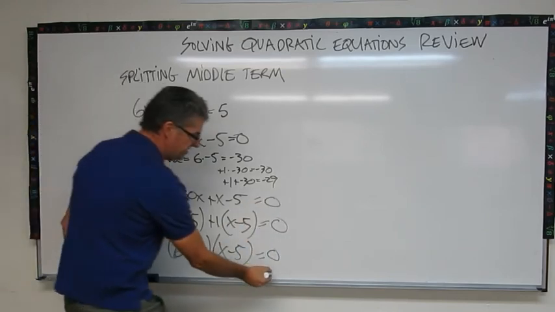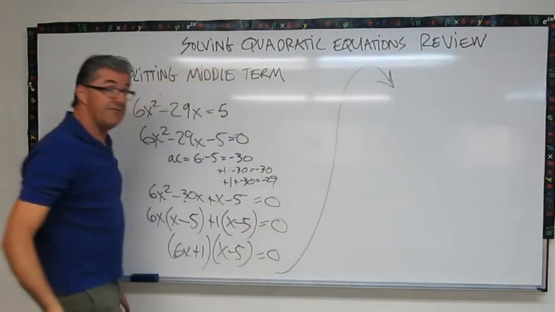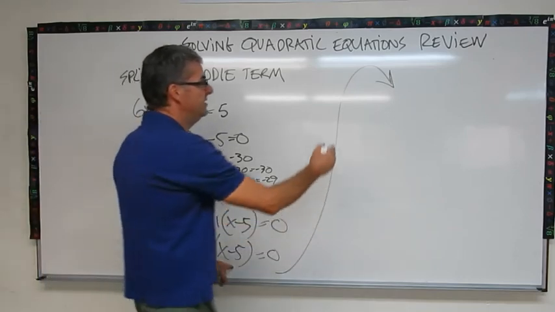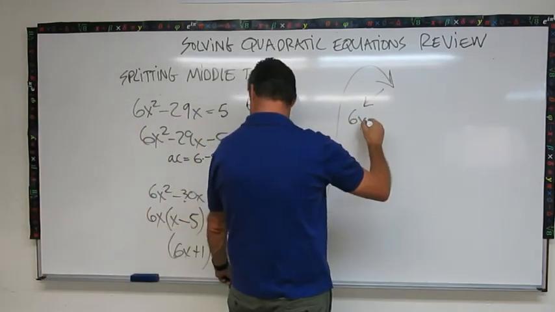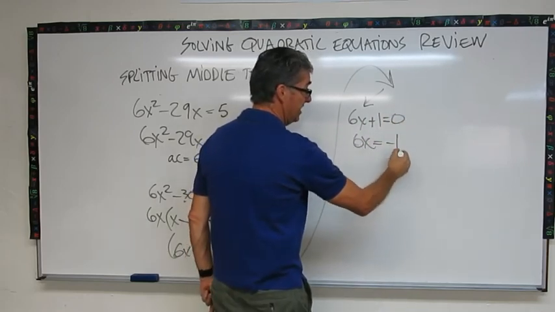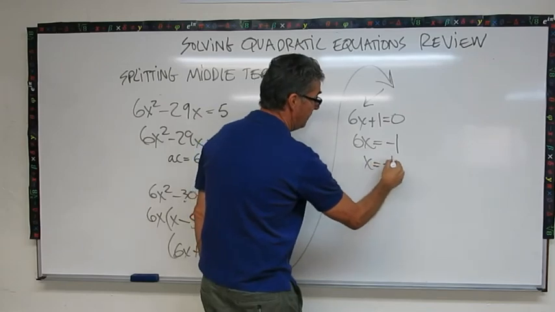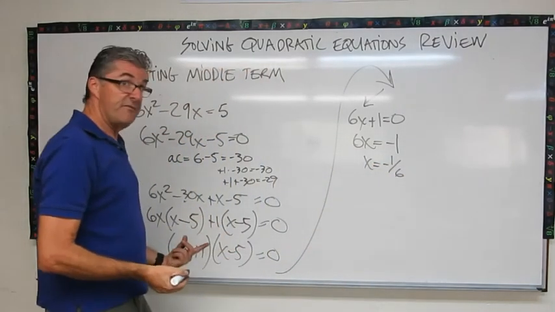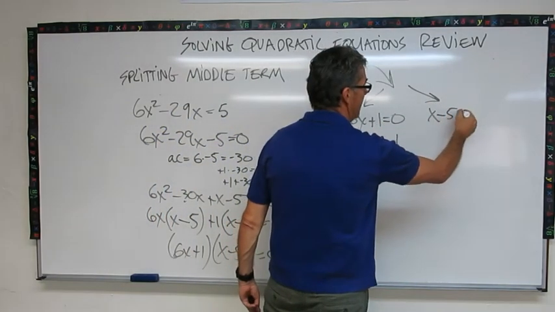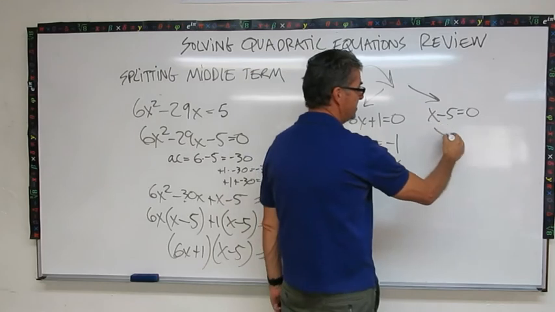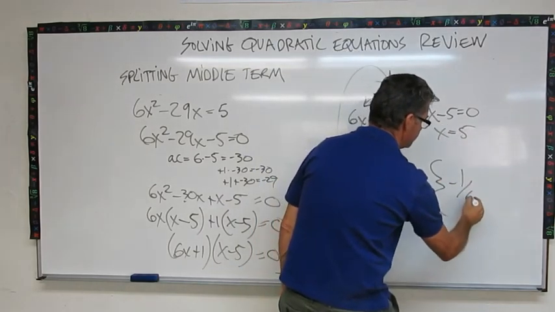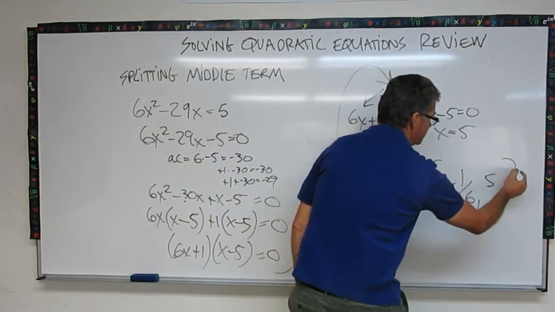Okay, so let's bring this over here. Now I have to do my branch. I have to set that equal to 0 and solve, and that equal to 0 and solve. So the first one, 6x plus 1 equals 0. Subtract 1, 6x equals -1. X equals -1 over 6. So that's my first solution. Now we branch with x minus 5. X minus 5 equals 0. Add 5 to both sides. X equals 5. That's going to give us, for this one, -1/6 and 5 as our solutions.